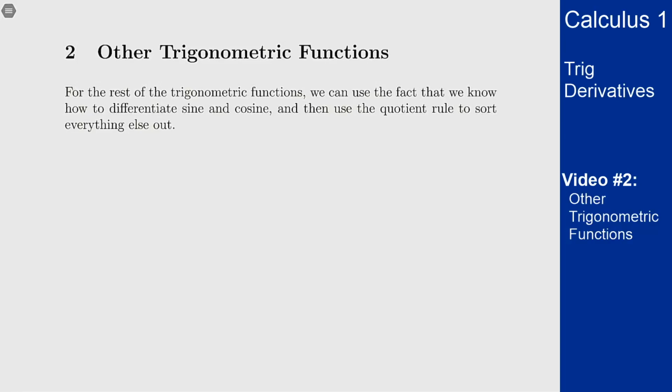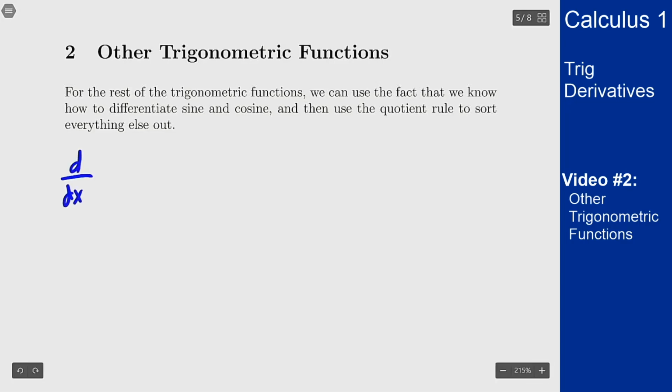In this video, we'll talk about finding the derivative of the other trigonometric functions. So the rest of the trigonometric functions we have, tangent, secant, cosecant, cotangent, are all built on sine and cosine, which means since we have the quotient rule and we know the derivative of sine and cosine, we can put together what these derivatives should be. For instance, let's look at tangent.